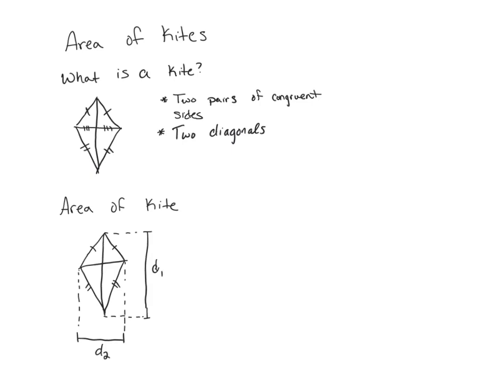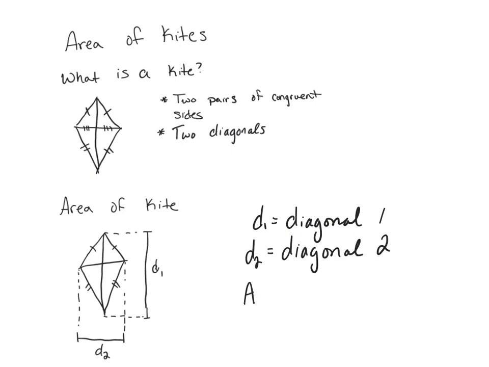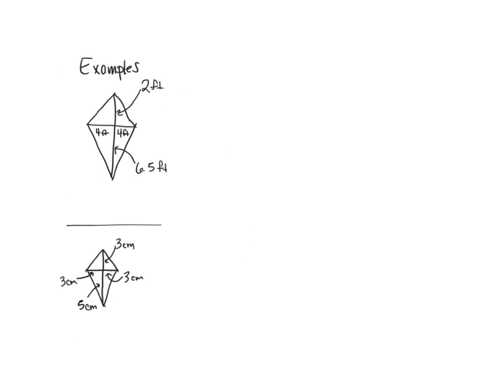So as you guys saw in that GeoGebra exploration, the area of a kite, I need to know the diagonals, right? So this is, we're going to call it diagonal 1, and D2 is diagonal 2. So that area is going to be equal to half the length of the first diagonal times the length of the second diagonal. So we're looking at a couple examples here, right?